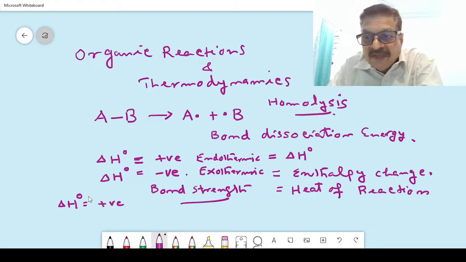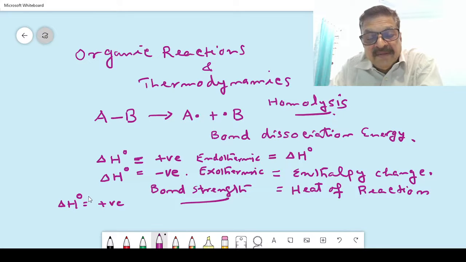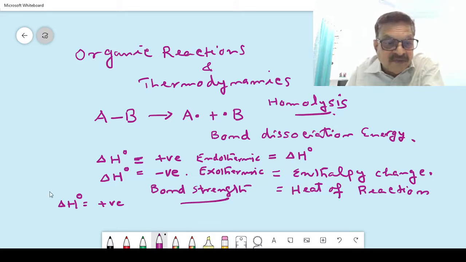Therefore, the bonds broken in the starting materials are stronger compared to the bonds formed in the product stage. In the product stage, the bonds that are formed are weaker compared to the bonds broken in the starting material. That is delta H positive.